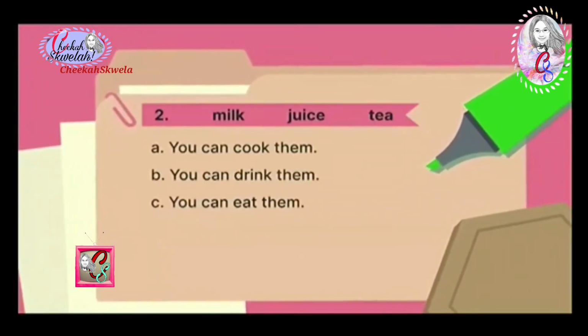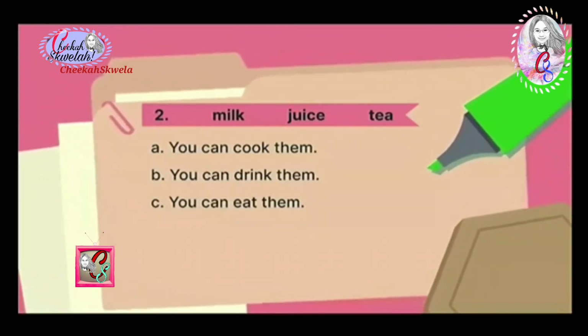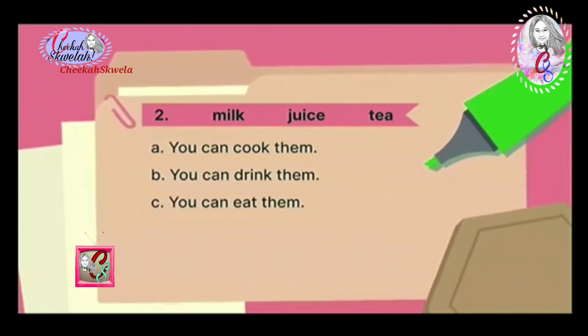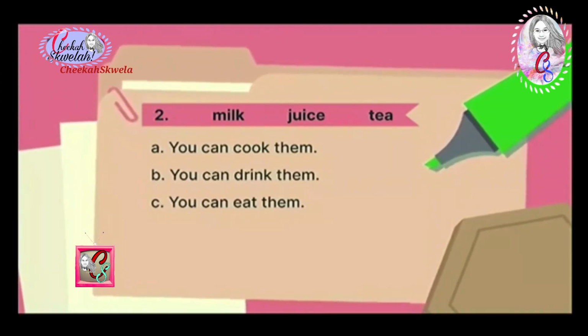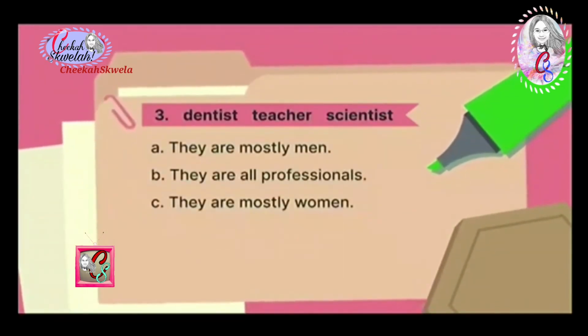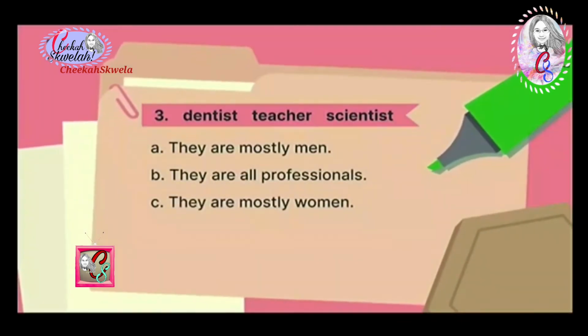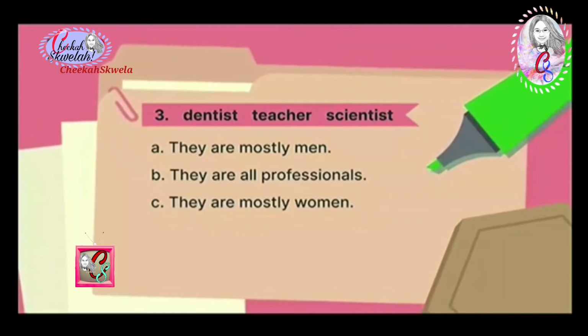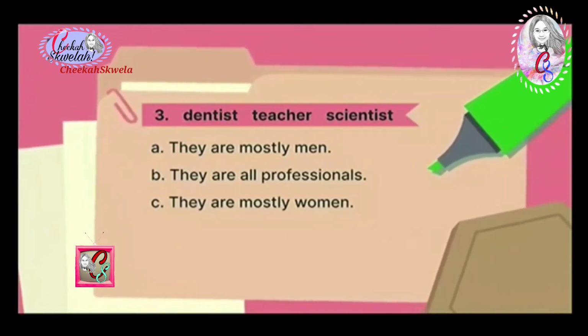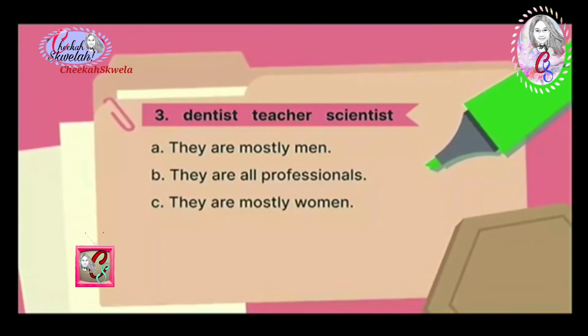Number 2. Milk, juice, tea. Letter A. You can cook them. Letter B. You can drink them. Letter C. You can eat them. Number 3. Dentist, teacher, scientist. Letter A. They are mostly men. Letter B. They are all professionals. Letter C. They are mostly women.